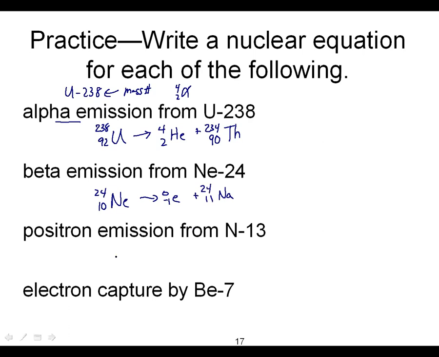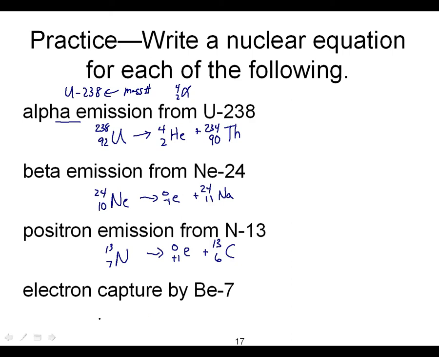Continuing on, nitrogen-13. Again, getting our atomic number there from the periodic table, which is 7. This is a positron emission, which looks just like a beta particle, except that it is +1 here. So in this case, to balance it out, we have 7 atomic number on the left, 1 on the right. That means our missing atomic number is 6, and that's going to be carbon. And our missing mass number will be 13. 13 and 0 is 13, and 13 on the left-hand side.